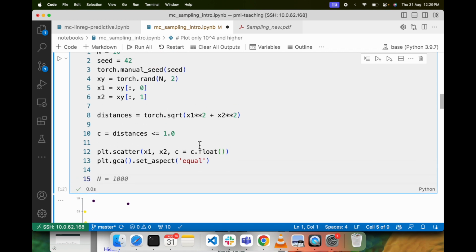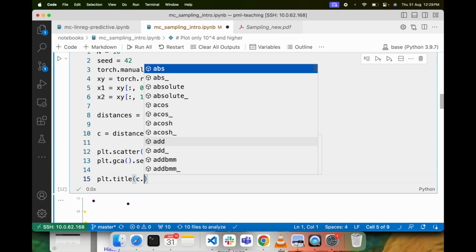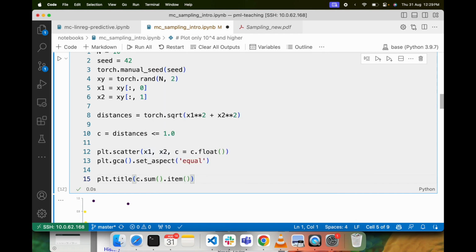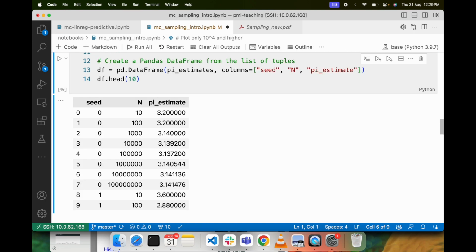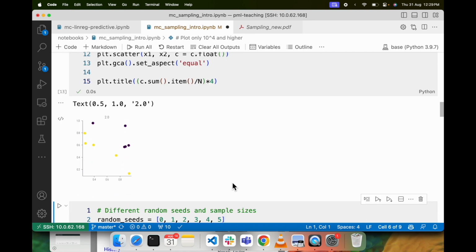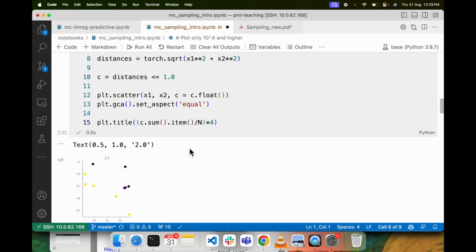So that would just be the number of times, and this divided by n, the whole into 4. So we are getting 2 over here. It's a very poor estimate.